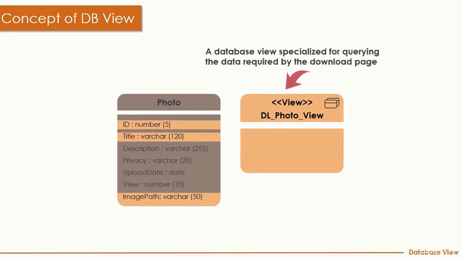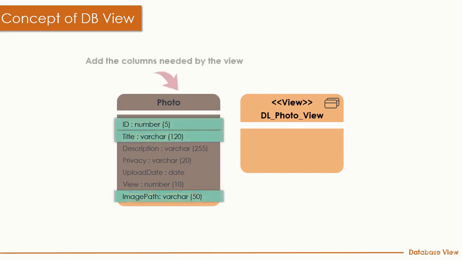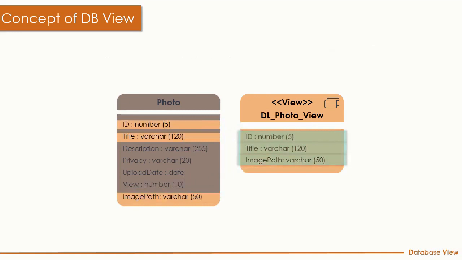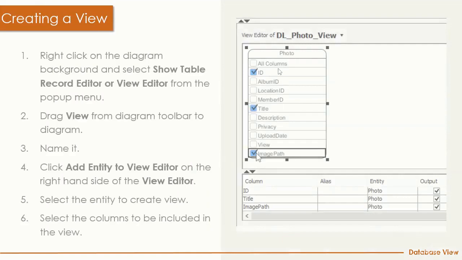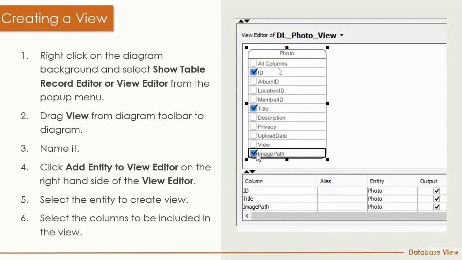To do that, we can create a view. For example, we call it DL photo view. Then we just get three columns and show them in the view. So when you query this view, you just get all the data you want instead of a lot of columns returned. To create a view in Visual Paradigm is easy. Let me just show you now.